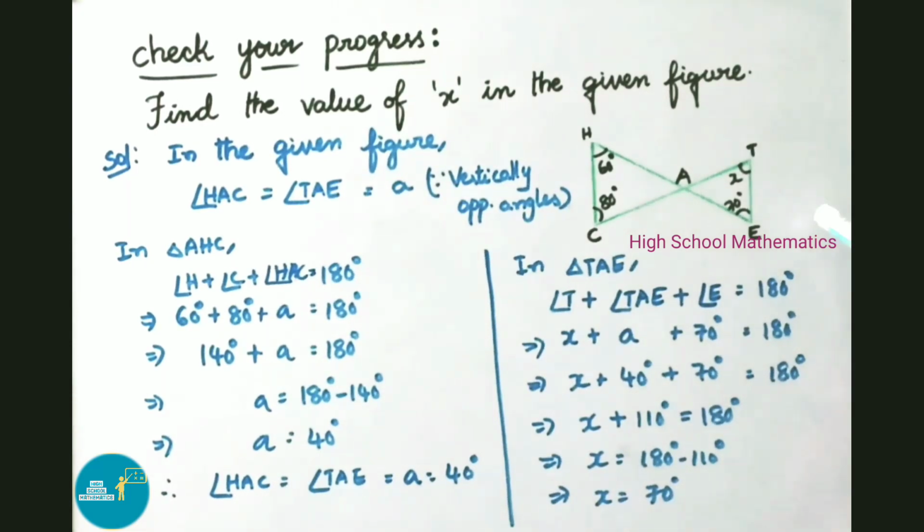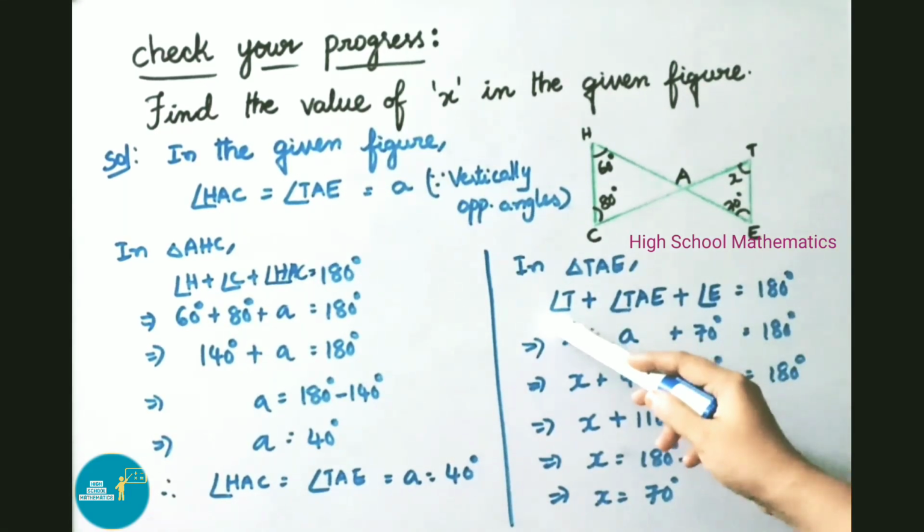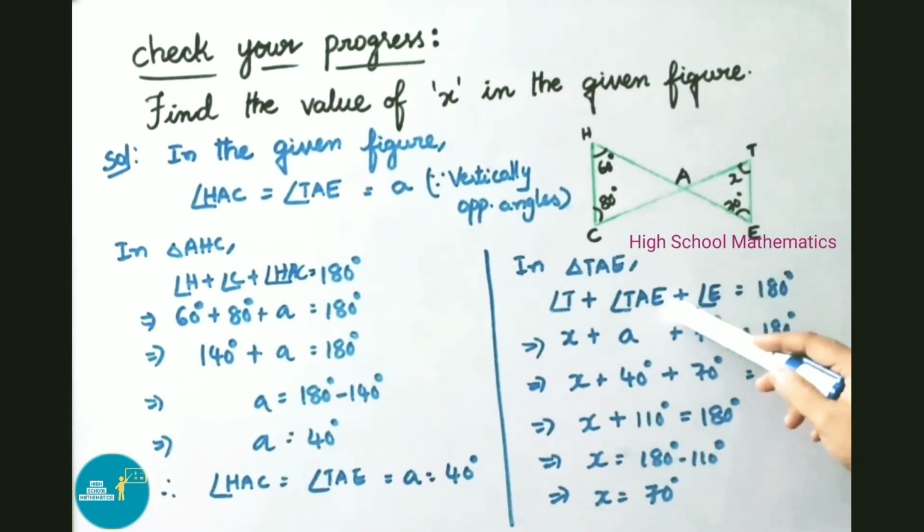Now let us take another triangle, that is TAE. We know that the sum of interior angles in a triangle is 180 degrees. So we have taken angle T plus angle E plus angle A, which can be written as angle TAE. So we have written angle T plus angle TAE plus angle E equals 180 degrees.